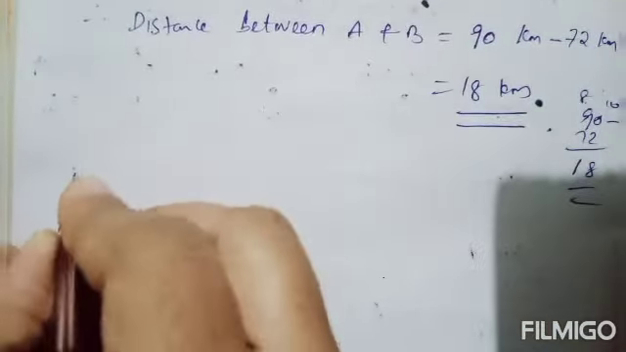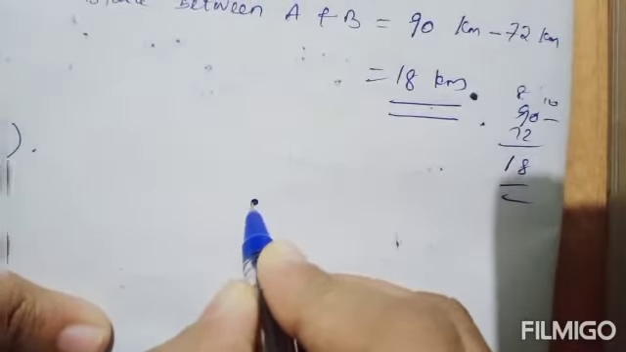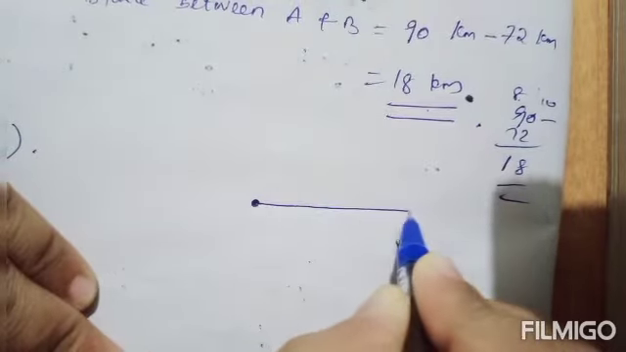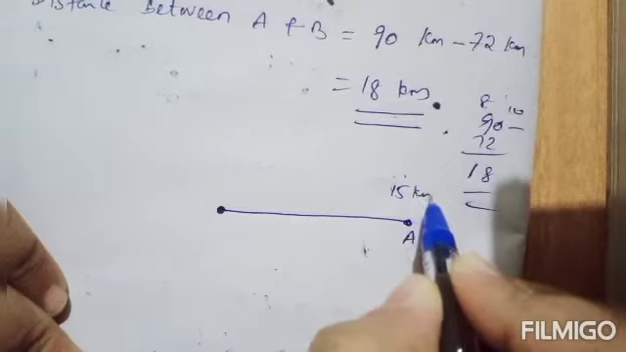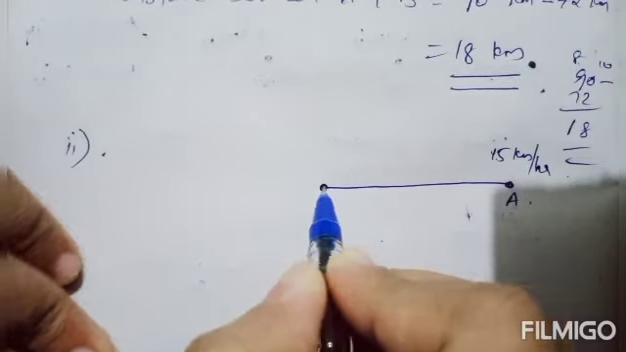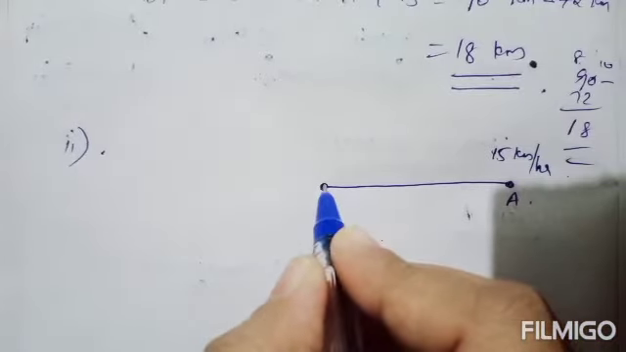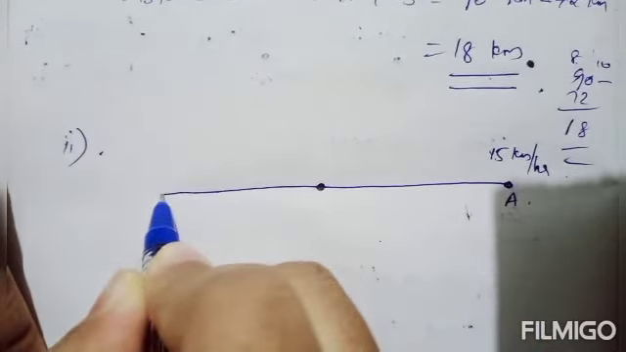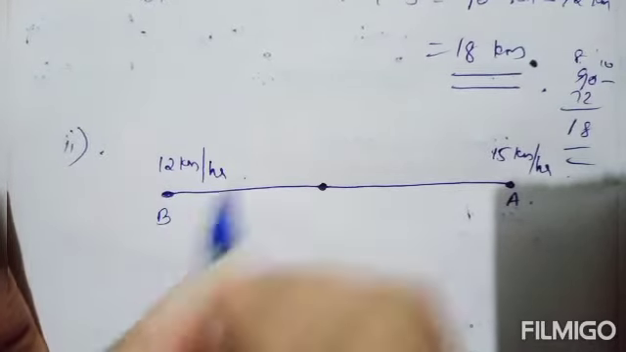Next one, second one, the opposite direction. So let this be the starting point of A and B, and they start at the same time. Let A move in this direction and reach this point. A's speed we know is 15 kilometer per hour. Now B's starting point is also the same. Both A and B start from the same starting point. Let B move in the opposite direction of A. Now let B reach here, and B's speed is 12 kilometer per hour.